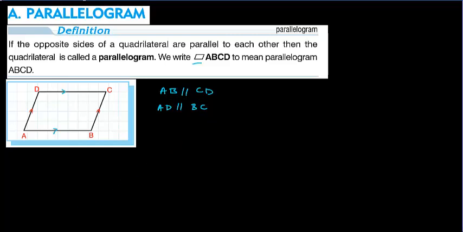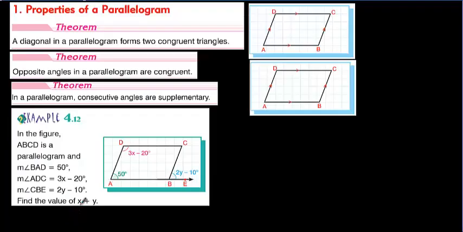This is the important property of a parallelogram. Okay, what about the properties or theorems about the parallelogram? A diagonal in the parallelogram forms two congruent triangles.